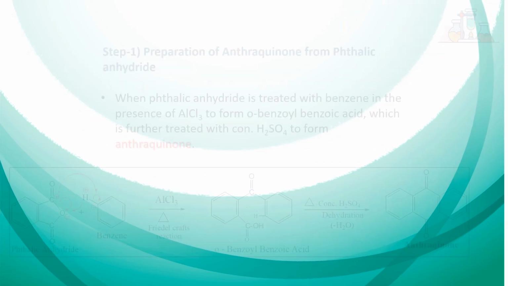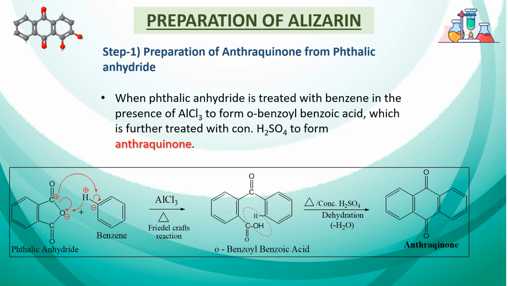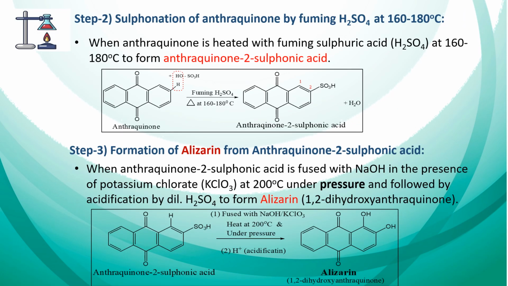Preparation of alizarin. Step 1: phthalic anhydride is treated with benzene in the presence of AlCl3 to form o-benzoyl benzoic acid, which is further treated with concentrated H2SO4 to form anthraquinone. Step 2: sulfonation of anthraquinone by fuming H2SO4 at 160 to 180 degrees Celsius. When anthraquinone is heated with fuming sulfuric acid at 160 to 180 degrees Celsius, it forms anthraquinone-2-sulfonic acid.